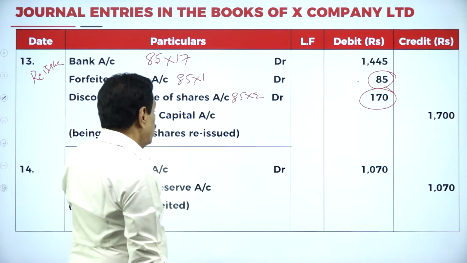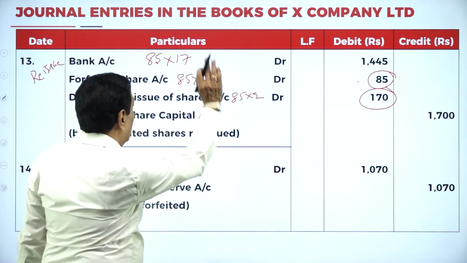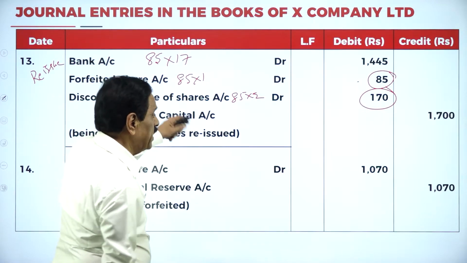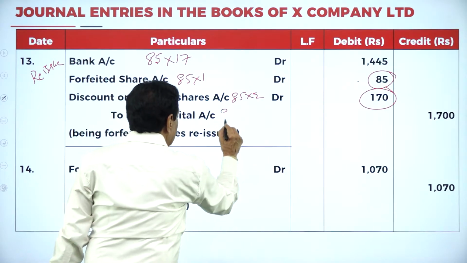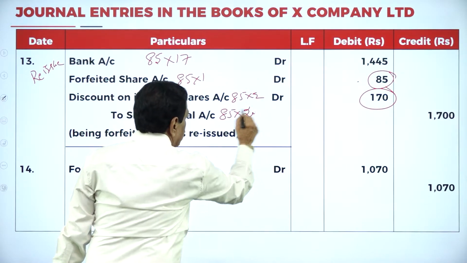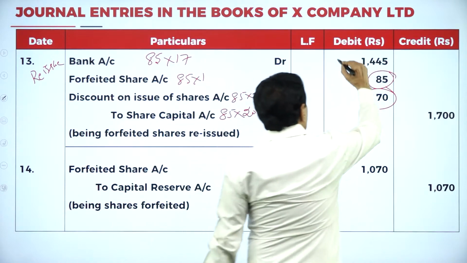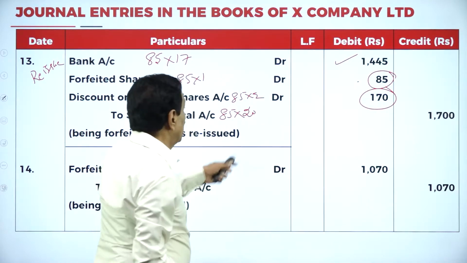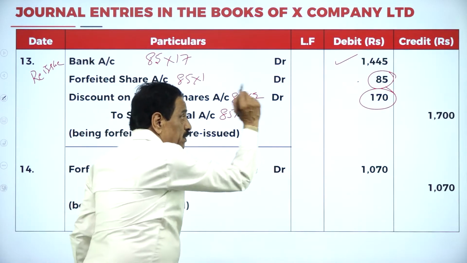85. Then share capital, 85 into 20 is 1,700 will come. This is 85 into 20. It is what you have received. How much do you receive in cash? 1,445. How much forfeited now? This is 1 rupee. This is 2 rupees discount.